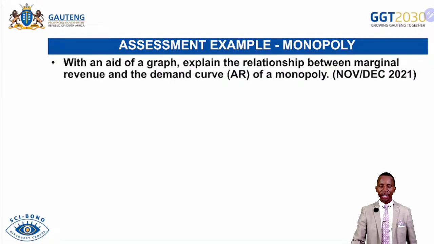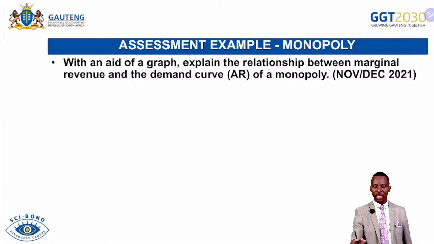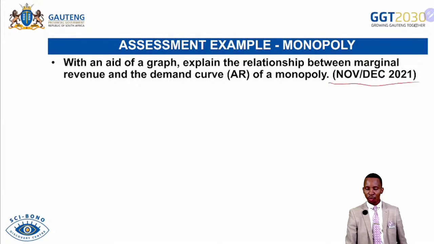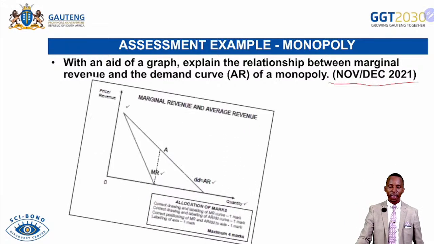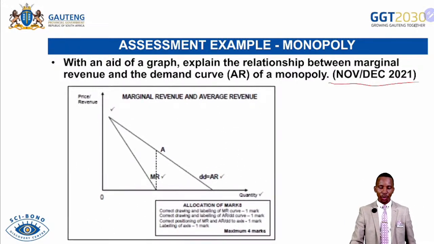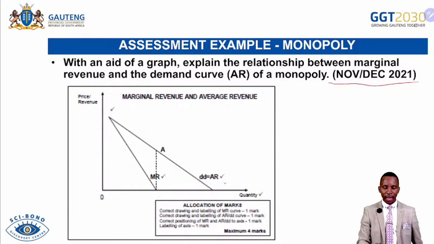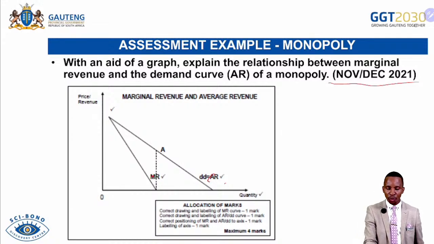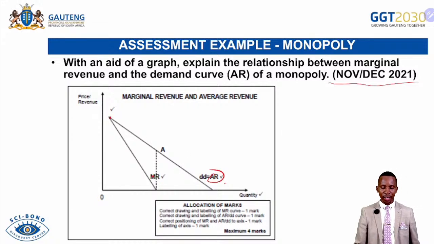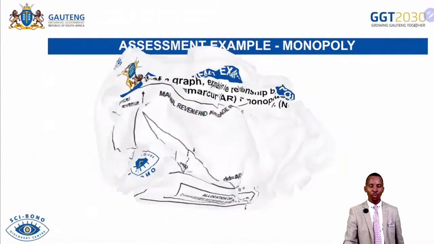With the aid of a graph, explain the relationship between marginal revenue and the demand, AR, in a monopoly, November/December 2021, which was last year. This is the question that came out in the examination. Then let's see what was supposed to be drawn. You can see the demand curve, AR, and then MR is below the AR, and they are all equal at the initial point. You must always make sure that you provide your heading, label your axis, and label your curves. That gives you an opportunity to get your maximum marks, because it was only 4 marks.